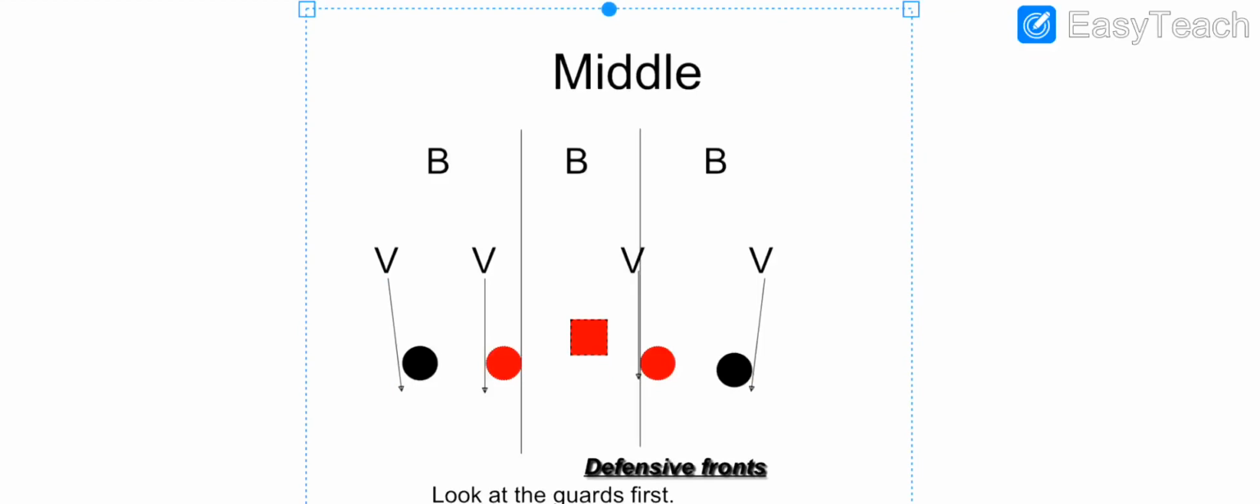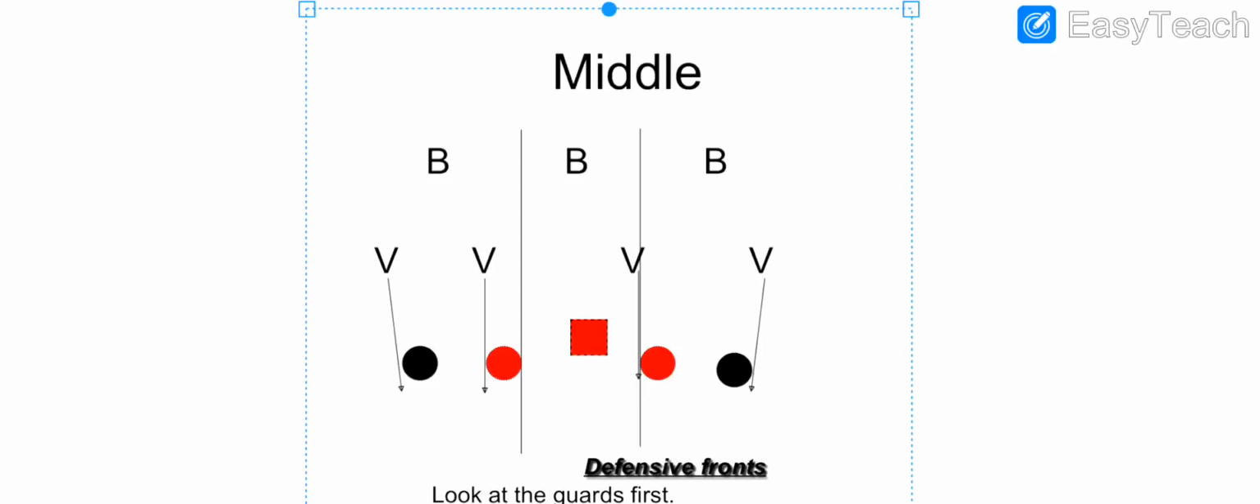Next, if I come up as a center, this right here, I have a shade, well, more of a one technique than a shade here. I come up, I look, my guards are covered. I look from A gap to A gap, do I have a linebacker? Yes, I do. For us, we call that a middle front.